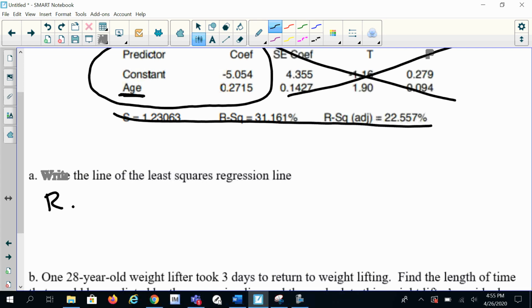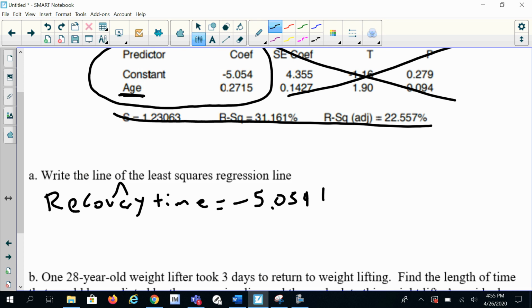So I'm going to do recovery time hat is equal to, remember the constant is your y-intercept, the first number, so negative 5.054 plus 0.2715 age. So you get a freebie here for the most part. Usually it doesn't say x, it usually says the variable name. You just pair that with the slope. So if these two are together, then they go together. So put the age with that number. So 0.2715 age. So that's the LSRL. You'll have a table like this that you'll have to be able to read.